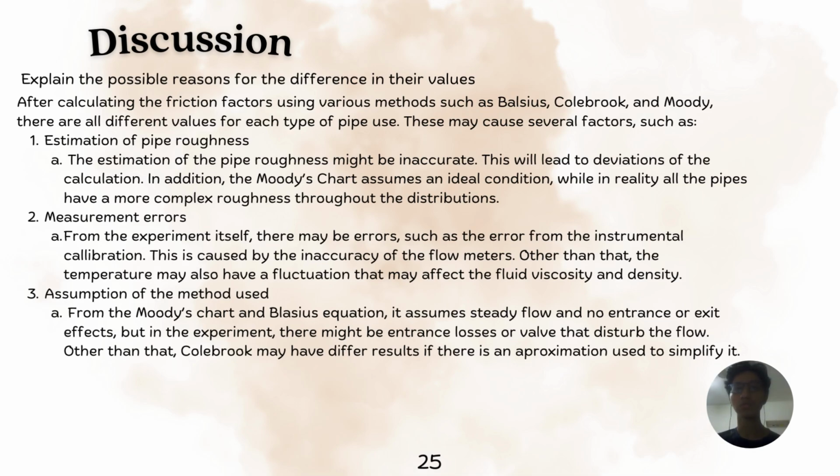Thirdly is the assumption of the method used. The Moody's chart and Barr's equation assume steady flow and no entrance or exit effects. But in the experiment, there might be entrance losses or valves that disturb the flow. Other than that, the group may have different results if an approximation was used to simplify it.